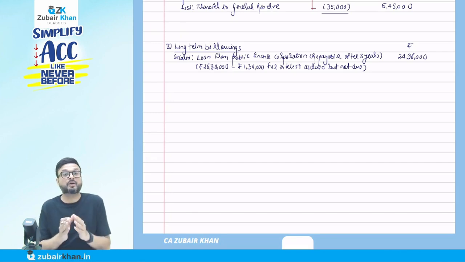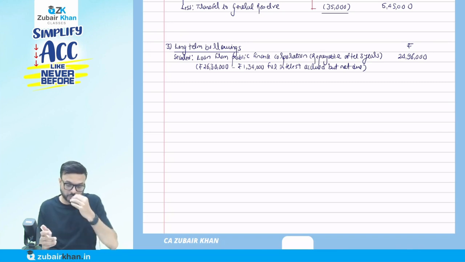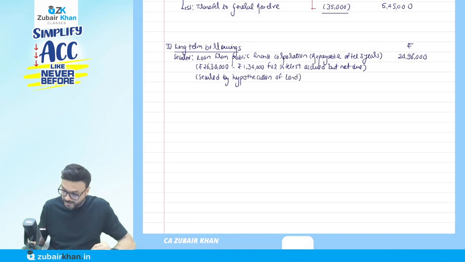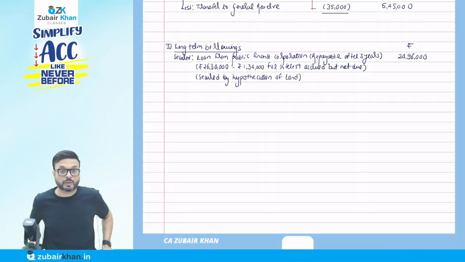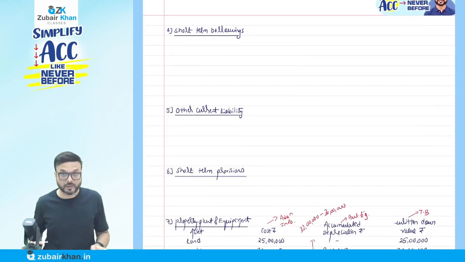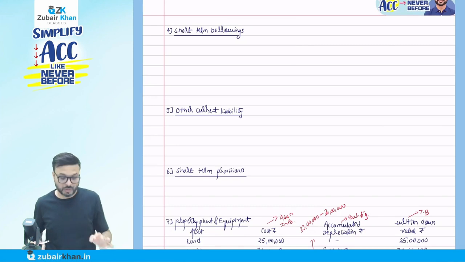We have to mention what kind of security it is. So write it down: secured by hypothecation of land. Don't forget to write in other current liability, because we have to mention interest accrued but not due. That is notes to account number 5.